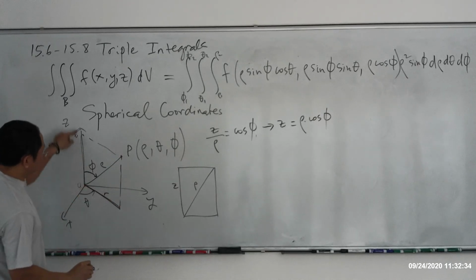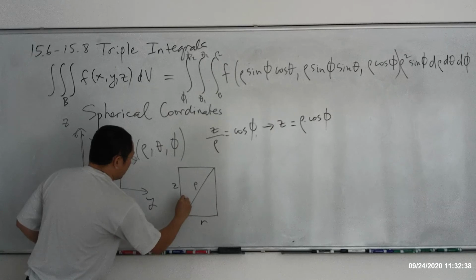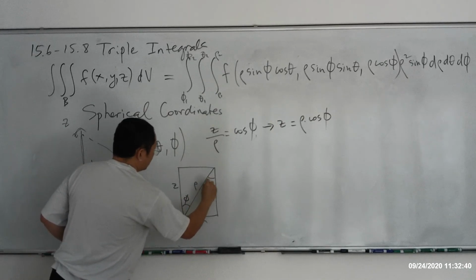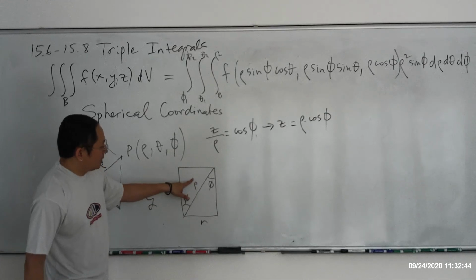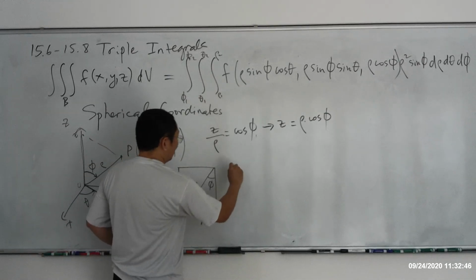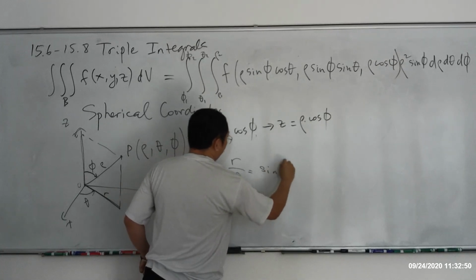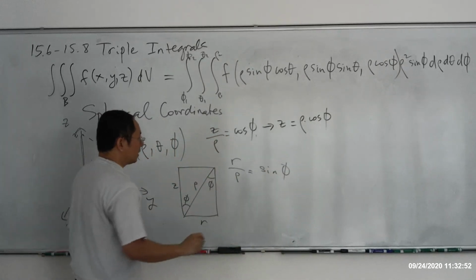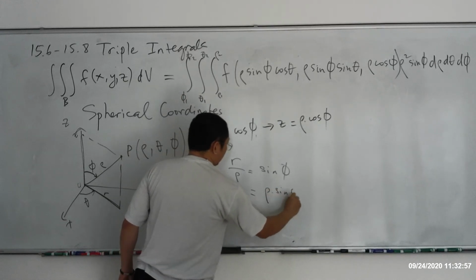I'm talking about this rectangle right here. This is r, and this angle is phi. Opposite over hypotenuse is sine of phi. So r over rho is equal to sine of phi. Okay? So r is equal to rho times sine of phi.